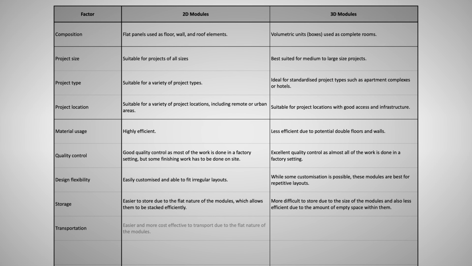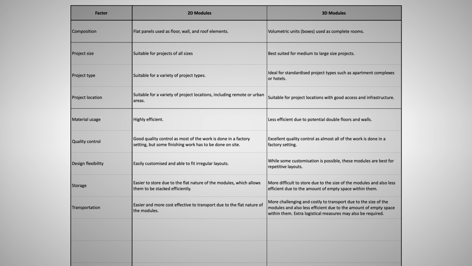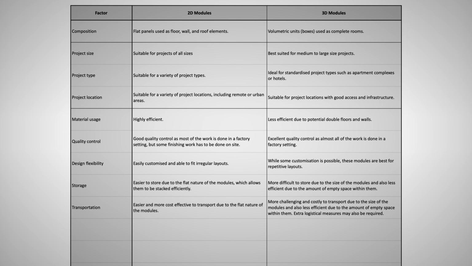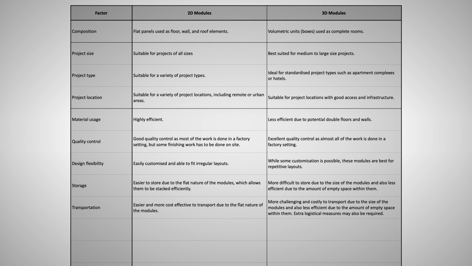Let's now go over transportation. 2D modules are straightforward and cost-effective to transport, as their flat nature allows them to be stacked efficiently. In contrast, 3D modules are bulkier and more challenging to transport, as they occupy more space and include empty volumetric areas. They may also necessitate specialized logistical arrangements, adding to transportation costs.